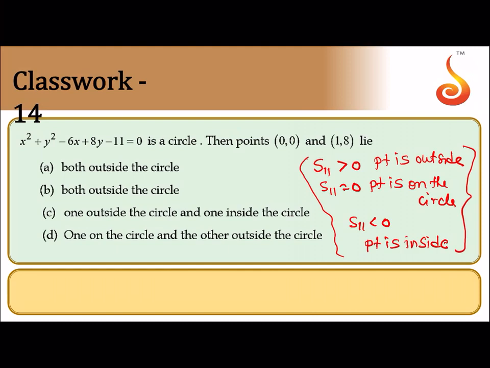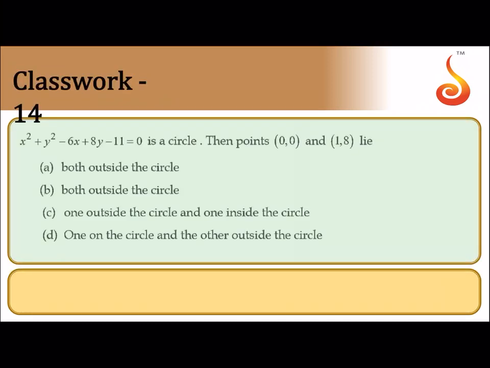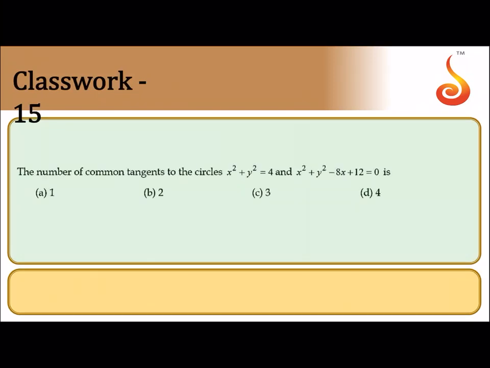So clearly, if I put 0, 0 here, minus 11 is less than 0. So origin is lying inside the circle, and 1, 8 lying outside. This is inside and this is outside. You apply S11 greater than 0, you get it for 1, 8. S11 less than 0 you get for 0, 0. One is outside, one is inside. Option C is correct. This is the concept. S11 greater than 0, point is outside. S11 is equal to 0, point is on the circle. And S11 less than 0, point is inside the circle. So option C is correct.